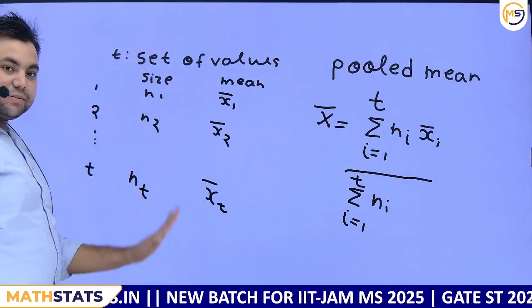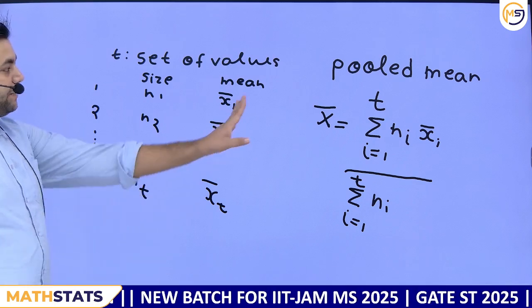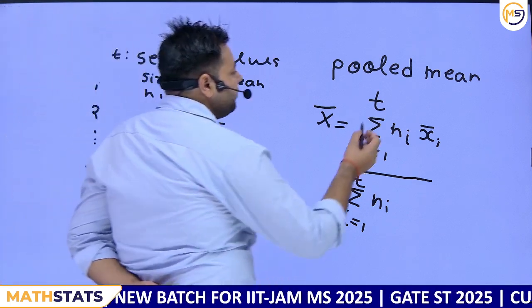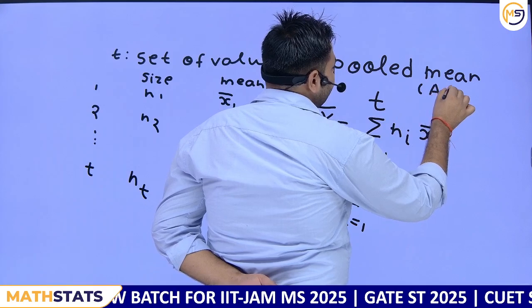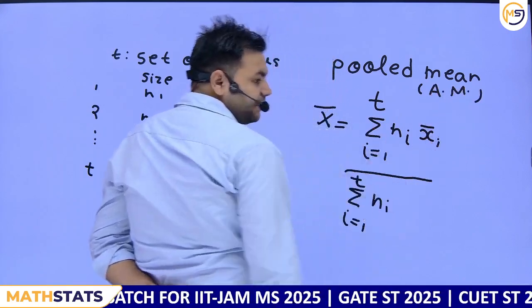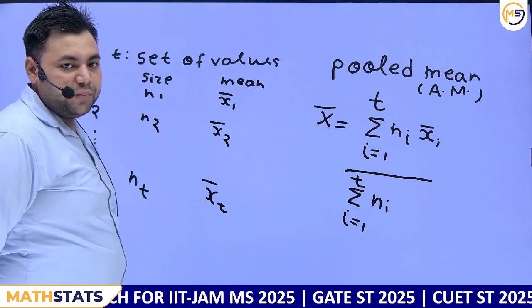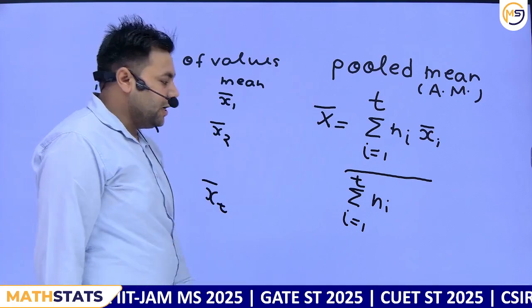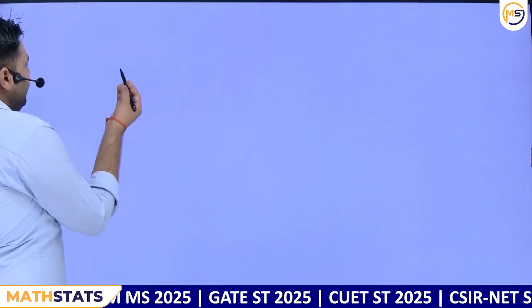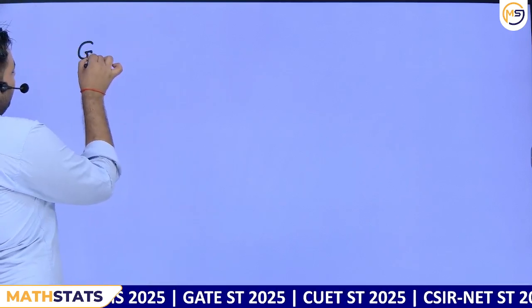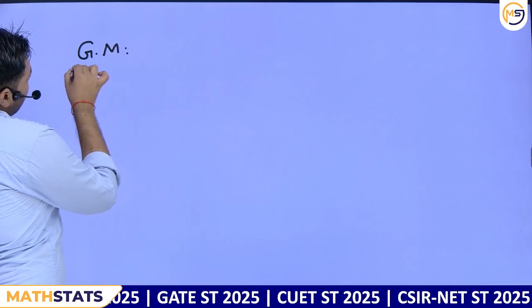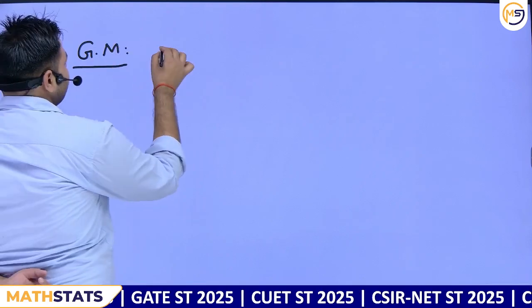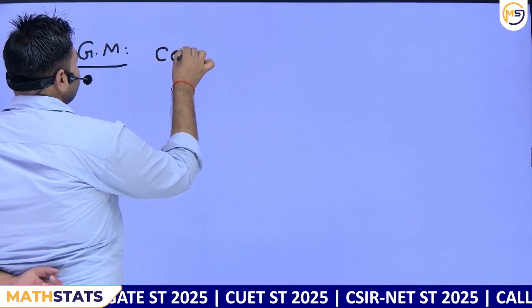We have this type of set. This is pooled arithmetic mean. Remember this, when I am talking about mean, this is arithmetic mean. Okay, not geometric mean or harmonic mean. This is arithmetic mean. Okay, so this is the general formula. Okay, now we are talking about geometric mean. So now when we are talking about geometric mean, so here geometric mean for combined series. Okay, this is for combined series.